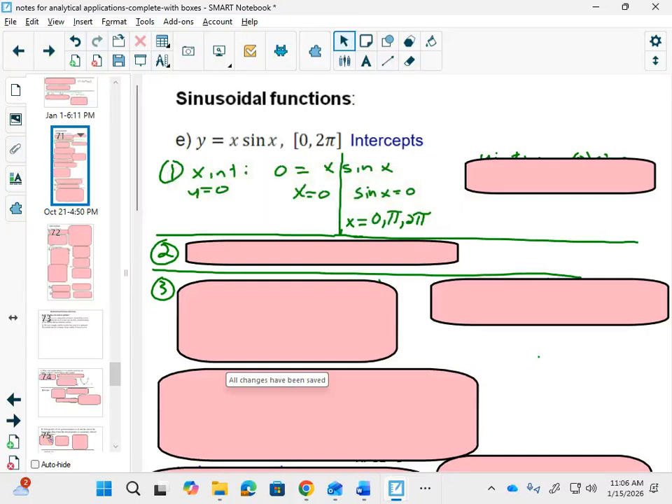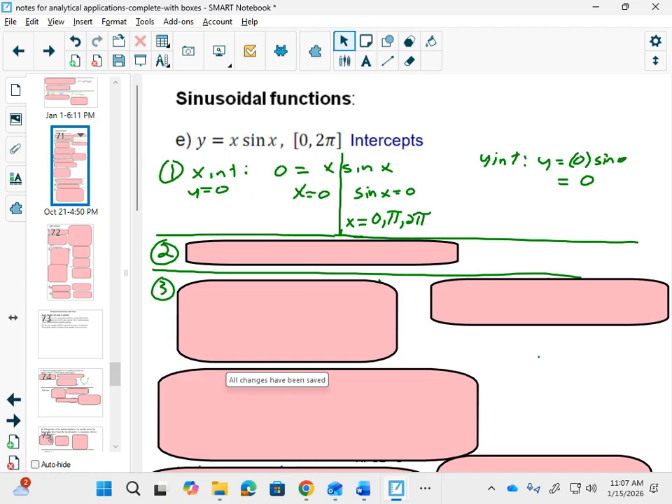For x-intercepts, plug in 0 for y. And so x could equal 0, or sine x could equal 0, and sine x is equal to 0 at 0, pi, and 2 pi. And of course, for the y-intercept, plug in 0 for x. And so we have 3 x-intercepts, 1 y-intercept.